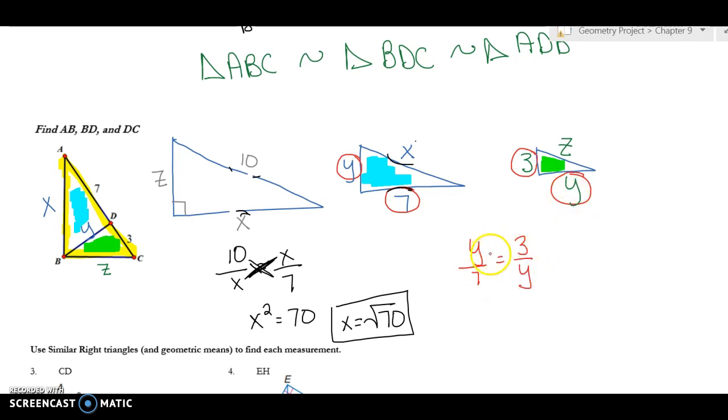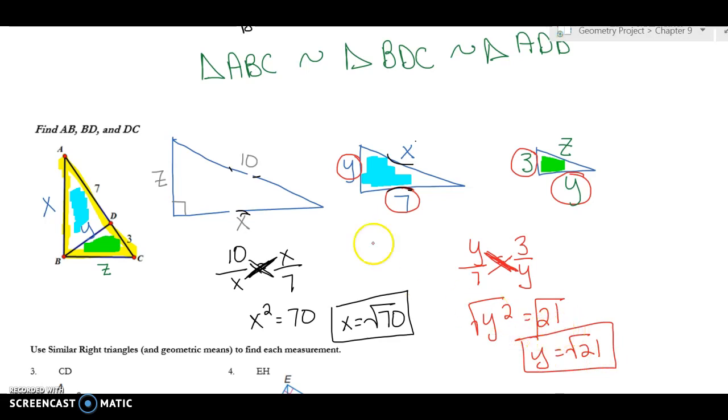Okay. And so now again, cross multiply, only time I talk about that. Y times Y is Y squared, and 7 times 3 is 21. And so I take the square root of that, and I get the square root of 21, because you can't break down 21. All right, and now I'd like you to do the same idea with Z. And when you think you have it, press play.